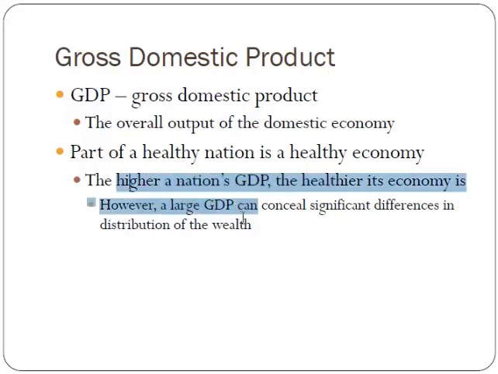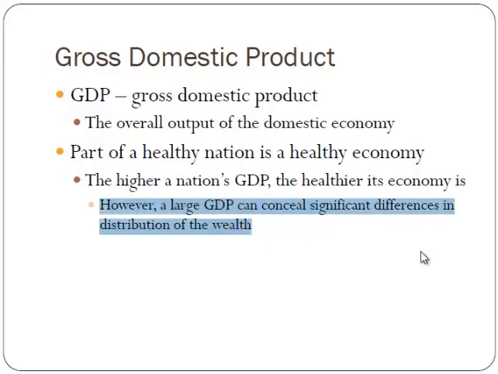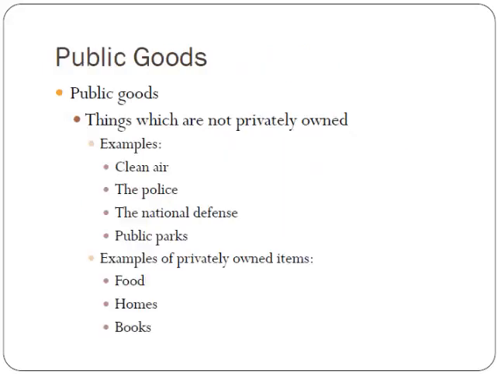The theory is that the higher a nation's GDP, the healthier the economy is. Now you can see this little caveat over here that a large GDP can conceal significant differences in distribution. For example, if you had one person who produced $1 million worth of wealth and another person who produced $1 worth of wealth, well, together they'd have a GDP of $1,001 for two people, which is very high. But on the other hand, it's also not so good because you have wealth disparity. So certainly it's good to have a high GDP, but it's also good to have relative equality between people. You don't want the rich people being super duper rich and the poor people being super duper poor. That is not a good long-term strategy. So that's gross domestic product.